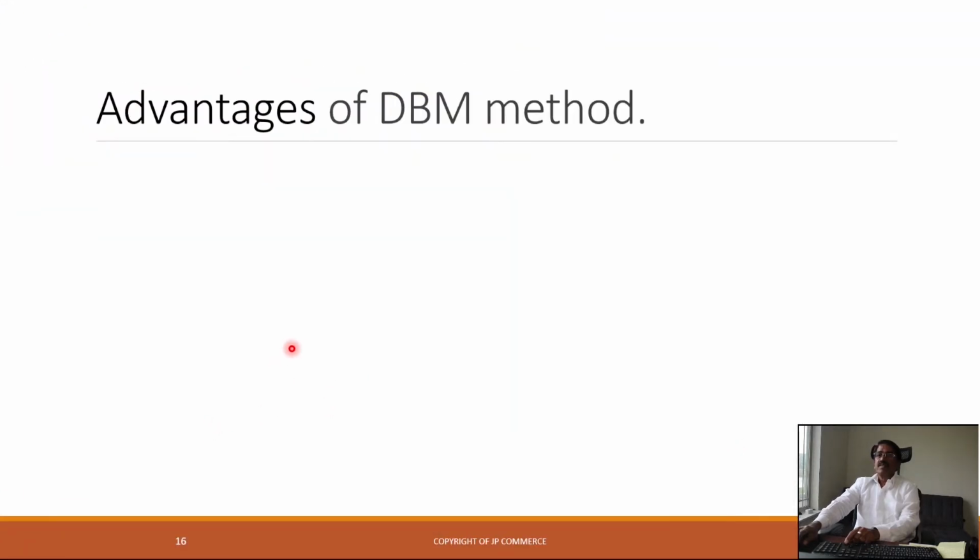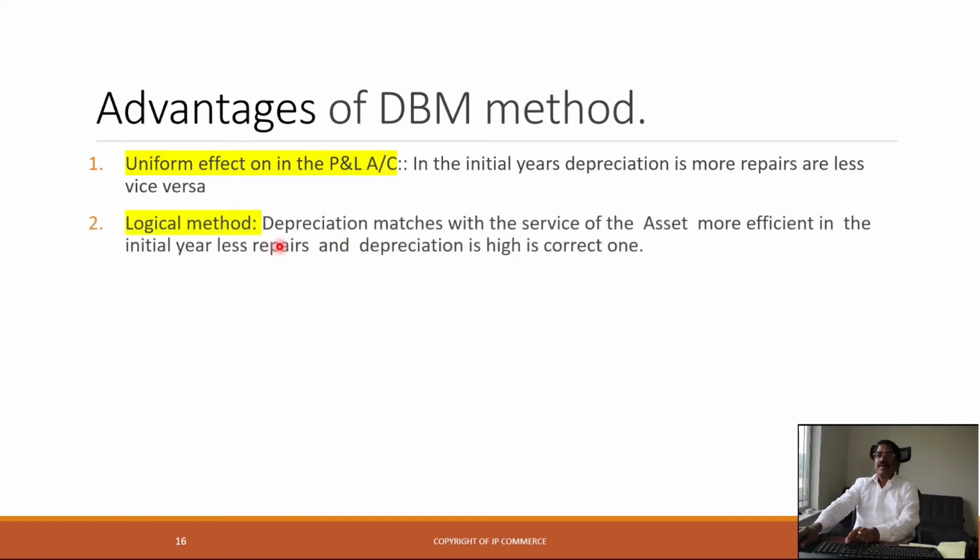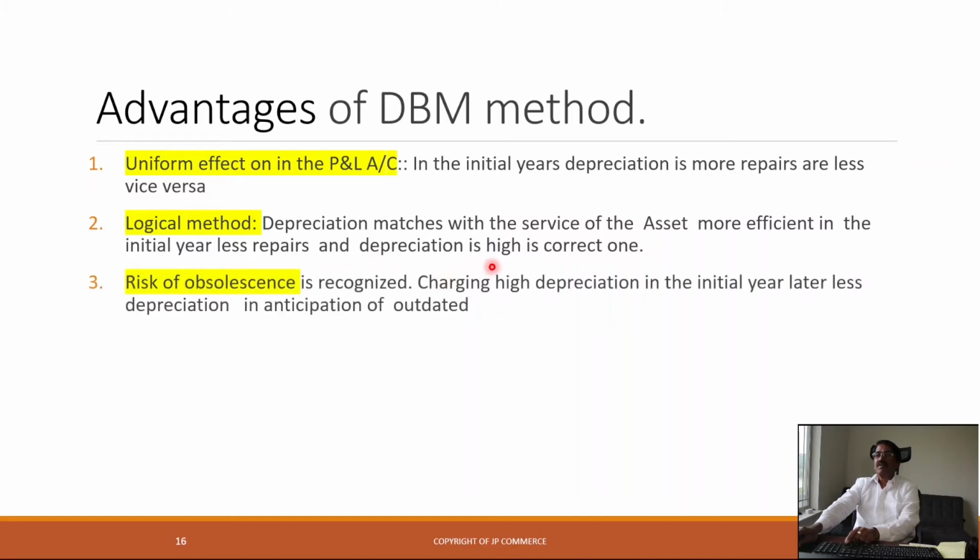Now, this method provides certain advantages. What are they? Uniform effect in the profit and loss account. The diminishing balance method provides more depreciation in the initial stages and less depreciation in the later stages. It is also a logical method, as depreciation matches with the service of the asset. As the asset is more efficient in the initial years, it needs fewer repairs, and in due course it needs more and more repairs. So we provide less depreciation when it is functioning less.